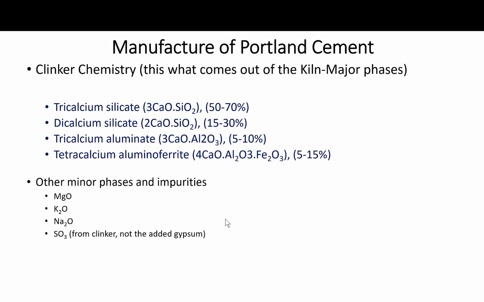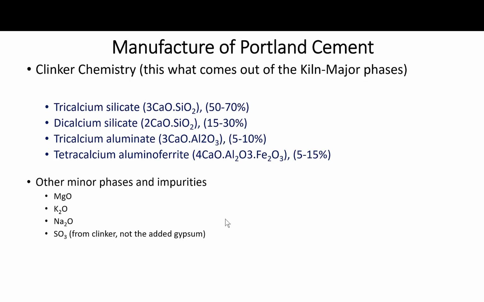But the internal sulfate attack is beyond the scope of this class, but nonetheless, that's something I'll mention here just for reference. The higher alkali, other than the ASR, the alkali silica reaction, might have an impact with the internal sulfate attack. The SO3 from clinker, not from the added gypsum. Again, sulfate is needed to control the setting of the hydrated cement paste, as we will see.